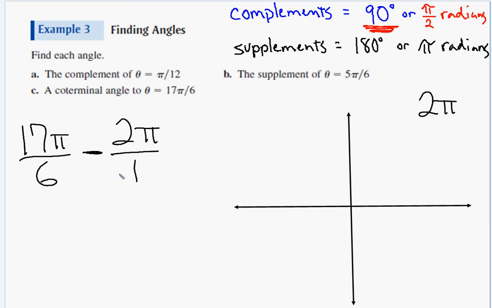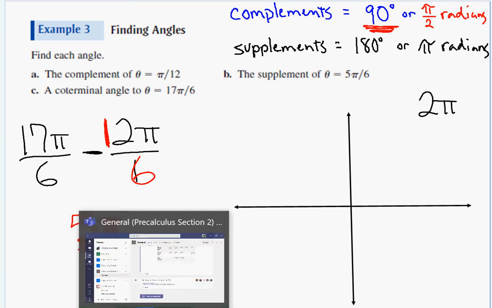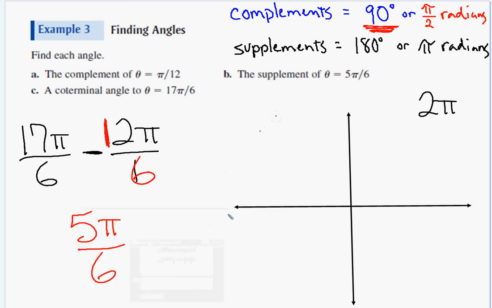So let's see, we need a common denominator. We're going to multiply top and bottom by 6. So if I multiply my denominator by 6, that becomes a 6. Numerator, 2 times 6 is 12. So that's 17 pi minus 12 pi. Well, that's 5 pi, and it's over the common denominator, 6. There's one of our coterminals, and that's a positive.